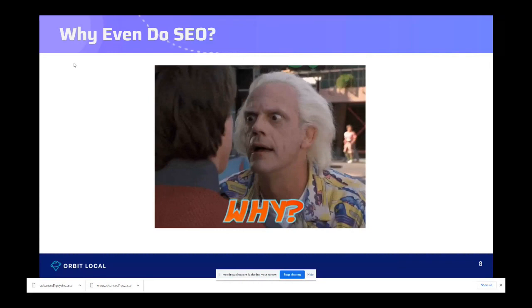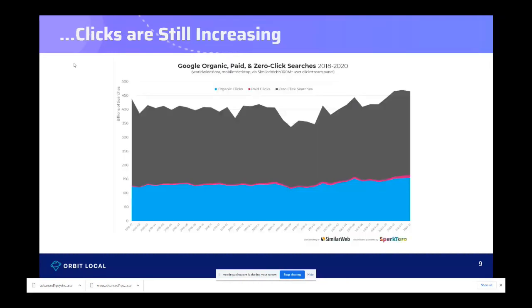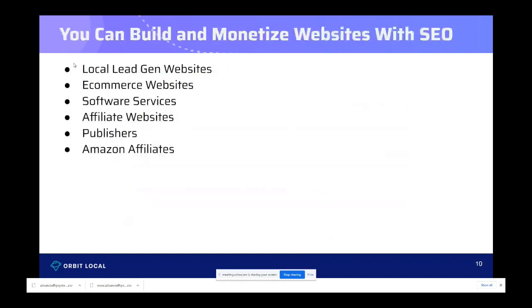So why even do it? But is that even true? Are the clicks really going away? No, they're not. There are actually more and more people searching on Google every year. So even though there's a huge percentage of searches that don't end in a click, there's still a huge amount of clicks coming through Google, increasing year on year. So that's why you still have to do SEO.